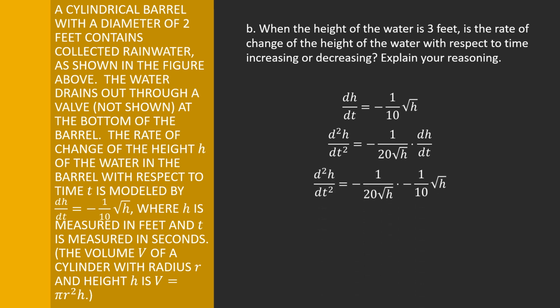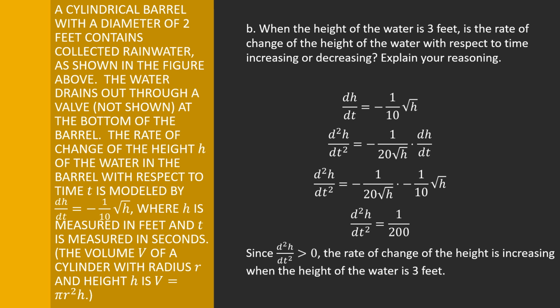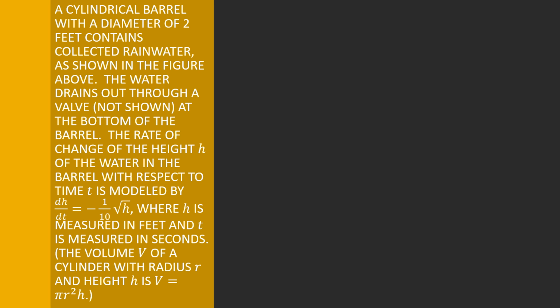All right, so once I do that, I get a nice little equation. I have -1/20 root h times that dh/dt. And then I'm going to simplify that out, noticing that my root h's cancel. And so I'm left with 1/200. So since that number is greater than 0, the rate of change in the height is increasing when the height of the water is 3 feet. All right, so I see 1 point for having the -1/20 root h, 1 point for the second derivative, and 1 point for your answer with the explanation.